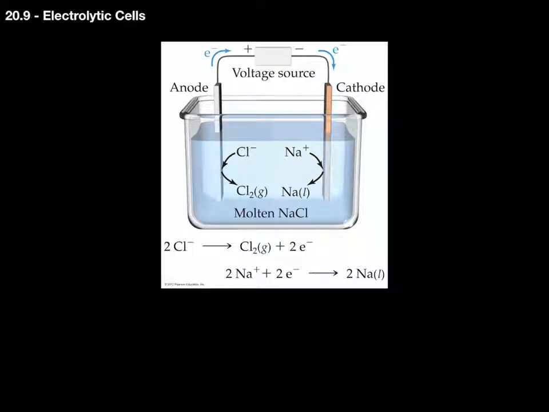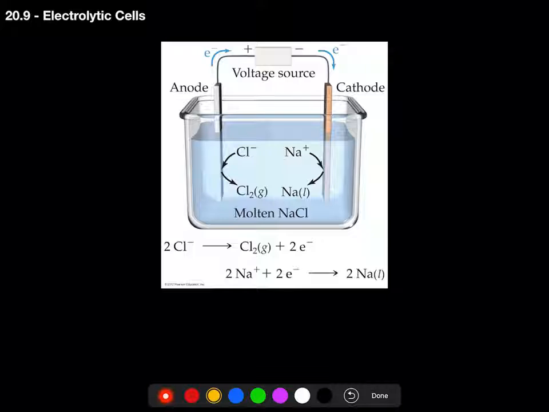Hello AP Chemistry, and welcome to the very last section for Chapter 20, electrolytic cells. So here is where we take what we've been talking about and flip it all in the other direction. We have talked all chapter about galvanic cells, which have a positive E0 value and happen on their own without any outside intervention.